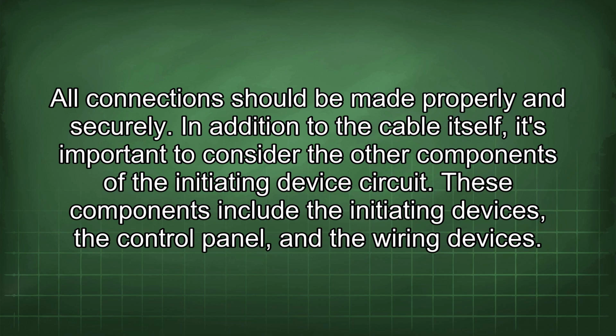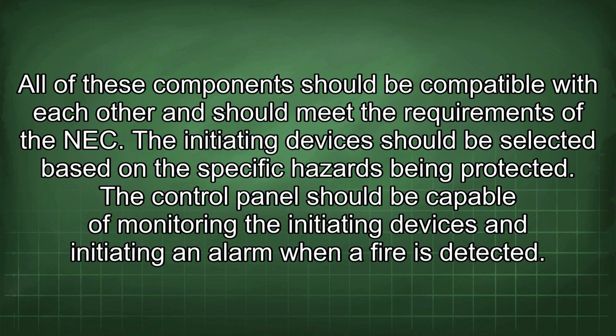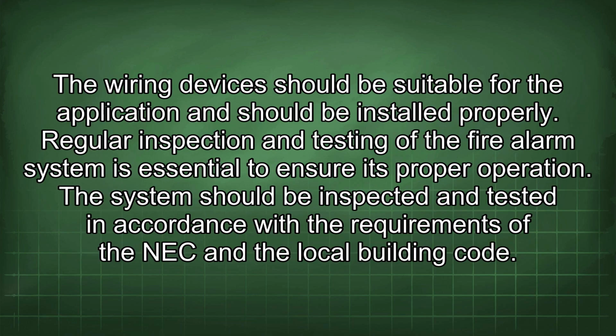In addition to the cable itself, it's important to consider the other components of the initiating device circuit. These components include the initiating devices, the control panel, and the wiring devices. All of these components should be compatible with each other and should meet the requirements of the NEC. The initiating devices should be selected based on the specific hazards being protected. The control panel should be capable of monitoring the initiating devices and initiating an alarm when a fire is detected. The wiring devices should be suitable for the application and should be installed properly.